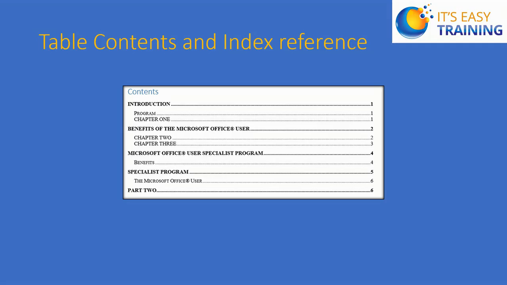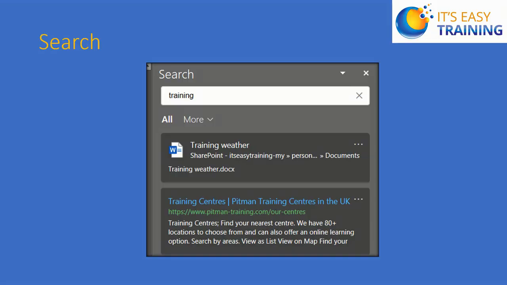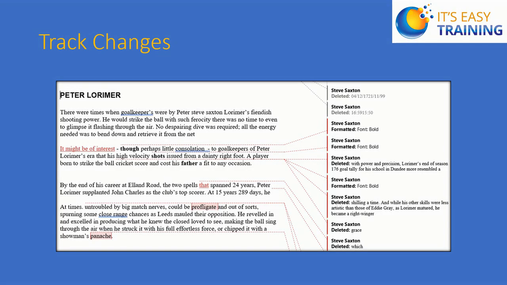Next section is table of contents. We'll have a look at that with index references as well. We'll also look at the search feature where you can look up the meaning of a word and it will come up with some information. And the last section is going to be track changes with comments.